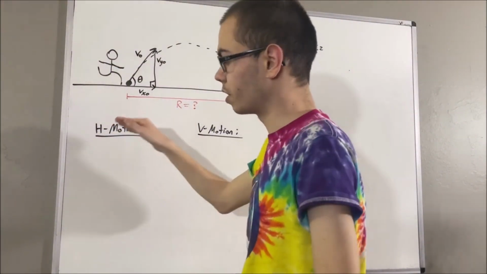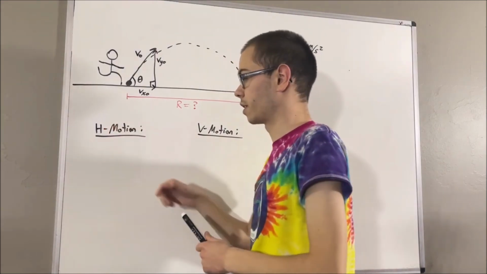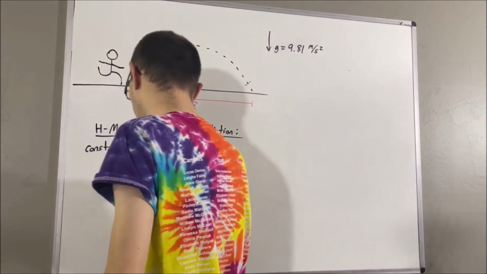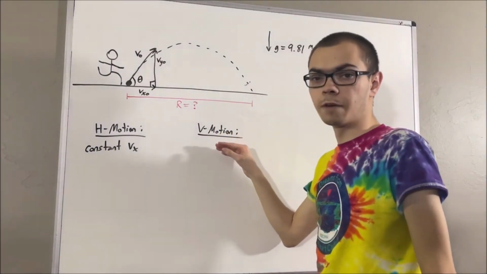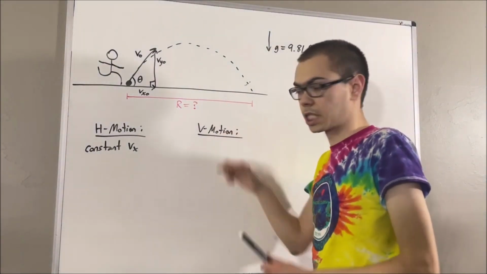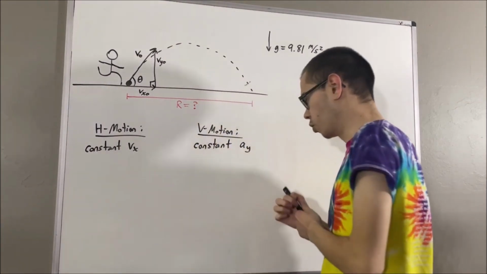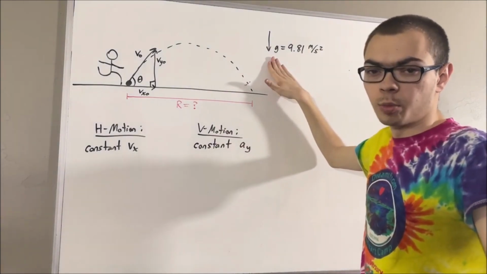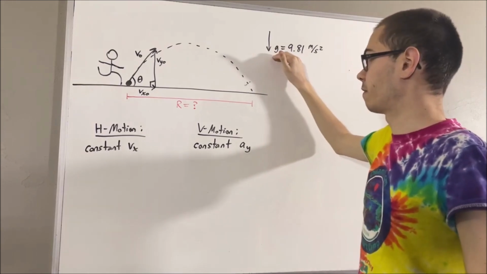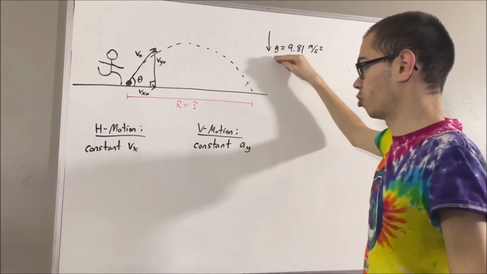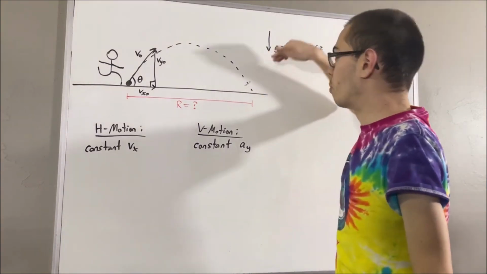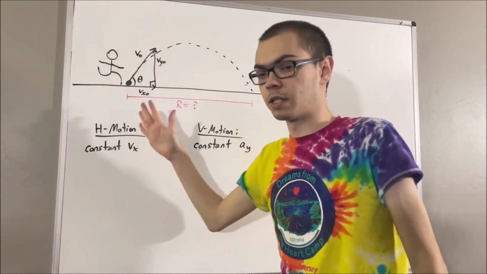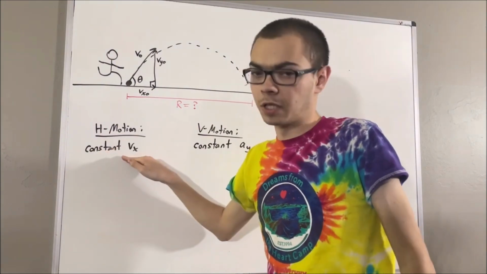Now, when it comes to the horizontal motion of the ball, the thing to remember here is we have constant velocity in the horizontal direction. And when it comes to the vertical motion of the ball, we have constant acceleration in the vertical direction. If you recall, the reason why that happens is because we only have one factor contributing to the acceleration, and that is the acceleration due to gravity. Because the acceleration due to gravity is pointing strictly downward, no part of the acceleration is pointing in the horizontal direction. So we have no acceleration in the horizontal direction, which is why we have constant velocity.